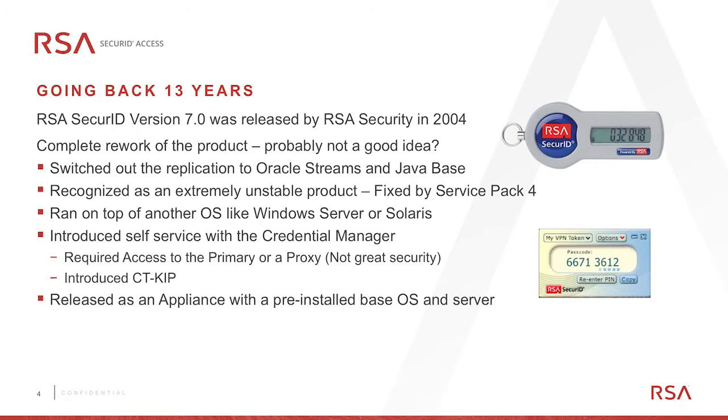When we released version 7 in 2004, we did a complete rework of the product. Looking back, it was probably not a good idea. We switched out the replication to use Oracle Streams, and we used the Java base to do it. Unfortunately, it became recognized as an extremely unstable product. We did get the stability fixed by Service Pack 4, but that took a lot of updates to get there.